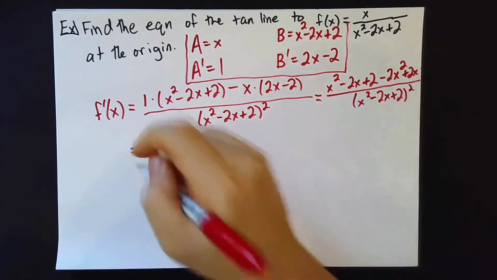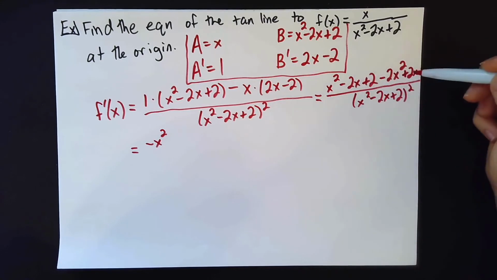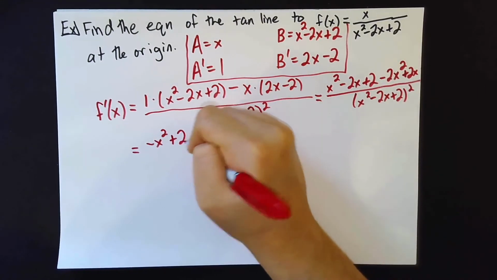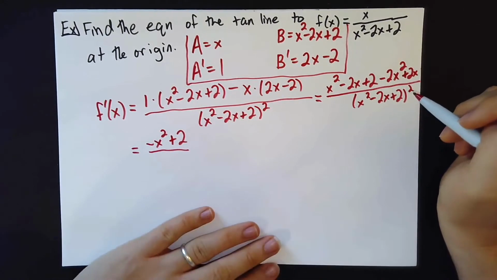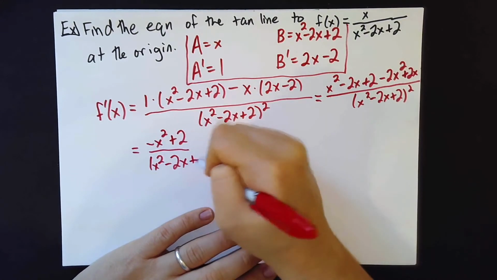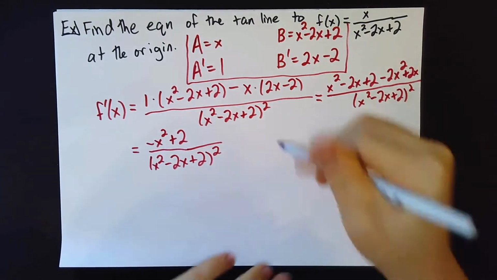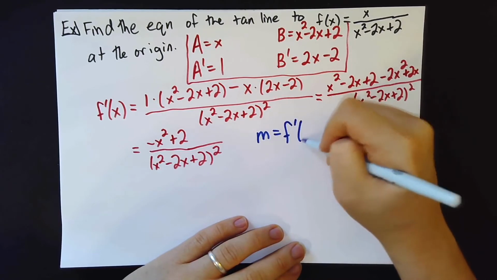Okay, so there is a minus x squared. There's a minus 2x and a plus 2x, so those are going to cancel. And then there is a plus 2. And that all seems to be divided by an x squared minus 2x plus 2 squared. And so that is our derivative. Once we have the derivative, we can move on to the slope.